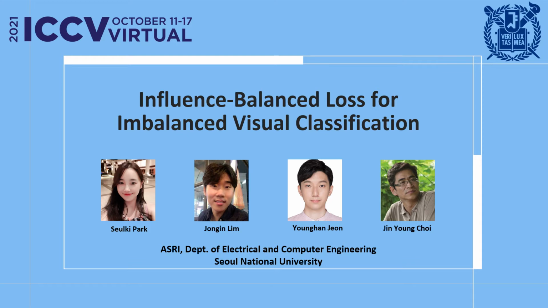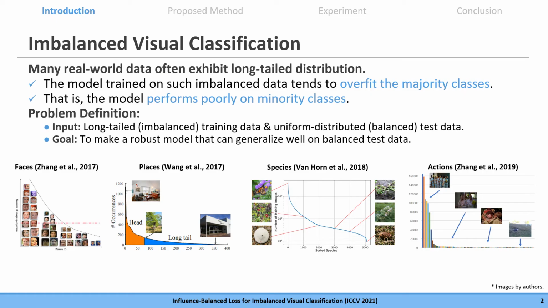Now I'll present our work, Influence Balance Laws for Imbalanced Visual Classification. Many real-world data often exhibit long-tail distribution. The model trained on such imbalanced data tends to overfit the majority classes. Therefore, imbalanced visual classification aims to make a robust model while training on the imbalanced dataset.